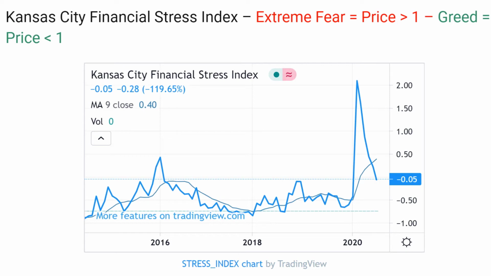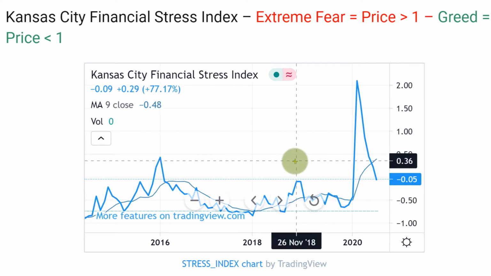So how does this stress index work? When the value line is above 0 or positive, this indicates that financial stress is above the historical average, meaning fear. A value below 0 indicates the normal functioning of the markets. This is greed. A value above 0.8 typically indicates severe stress and fear in the markets. This occurred in 1999 and 2007. In September 2008, the index spiked to a value of 6.